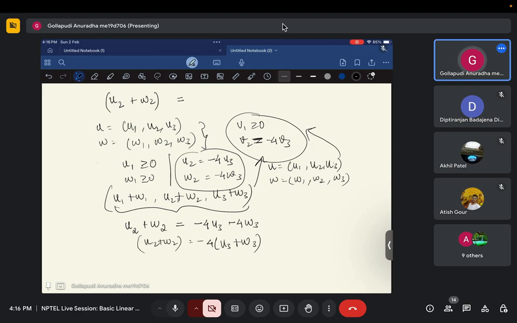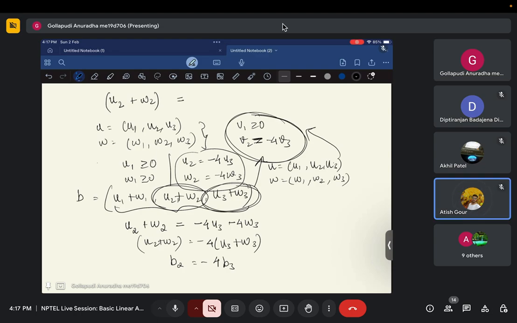So you know this concept. The second component, say for example call this b. So b2 is again minus 4 times b3. So this constraint is satisfied. Do you understand? Yes, ma'am. So for this constraint it is satisfied.